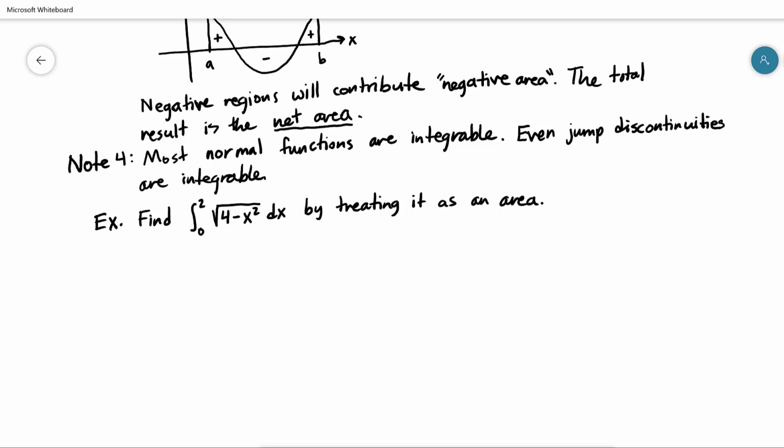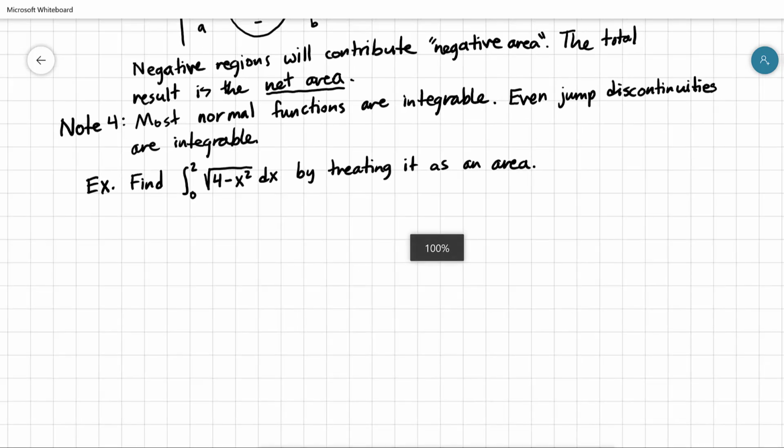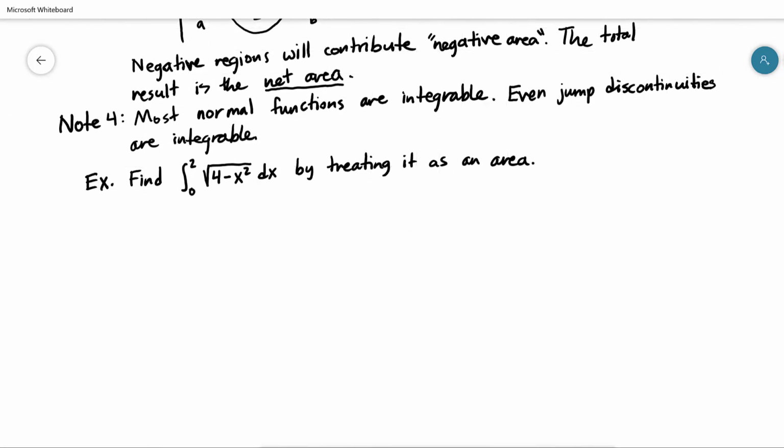So this is the idea. It's really important to keep in mind we can treat these things as areas. So let's draw this particular function. Here is my set of axes. So here's my x and y axes. And this shape is an interesting shape.